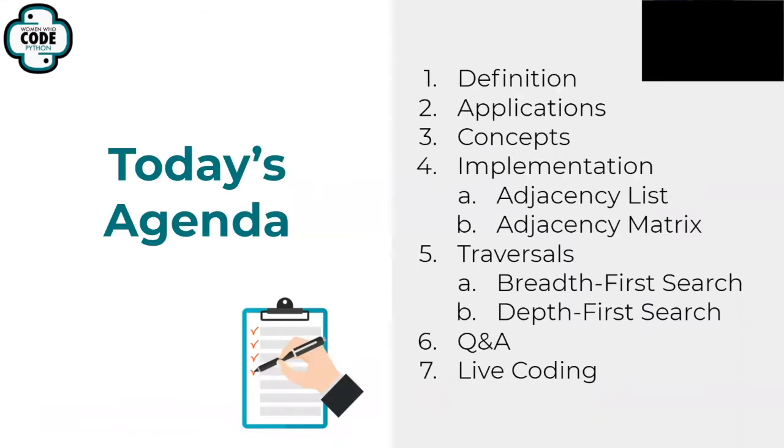So today's agenda. This session is about graphs. First we'll learn about the definition of graphs, and then we'll visit the applications of graphs, where graphs are used, and then the concepts of graphs, and then implementation of graphs. In the implementation, we'll look at adjacency list and adjacency matrix. And then we'll also look at traversals in a graph, which are breadth first search and depth first search. And then after that, we'll do a Q&A. And then in the last part, we'll do live coding.